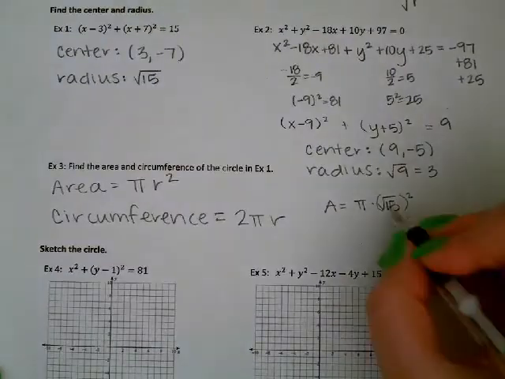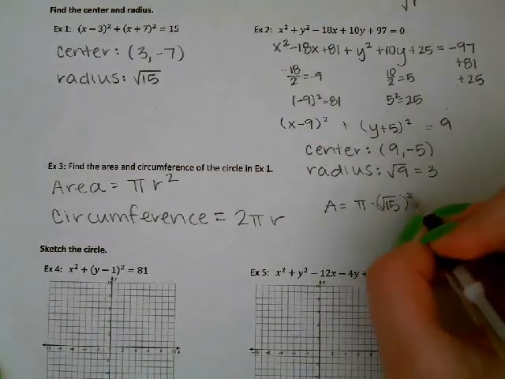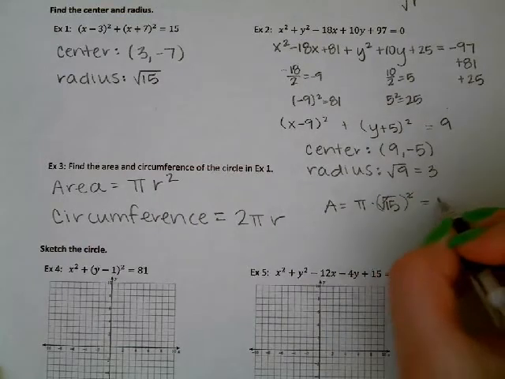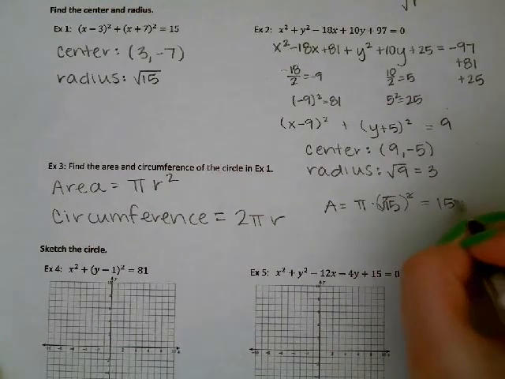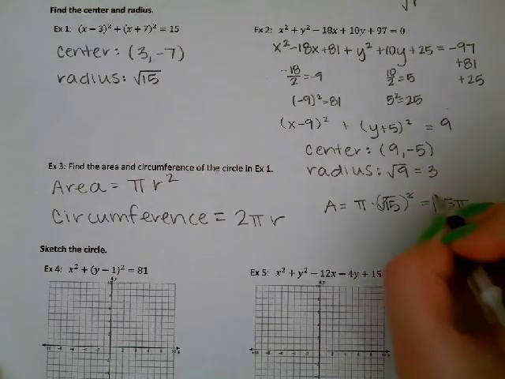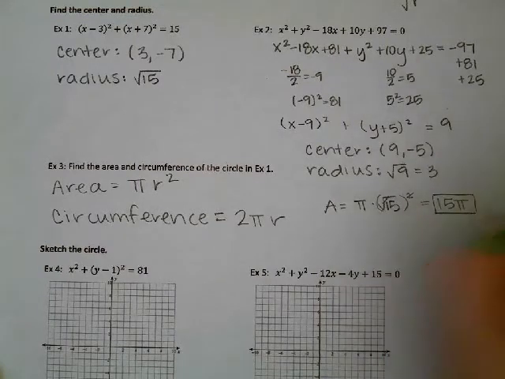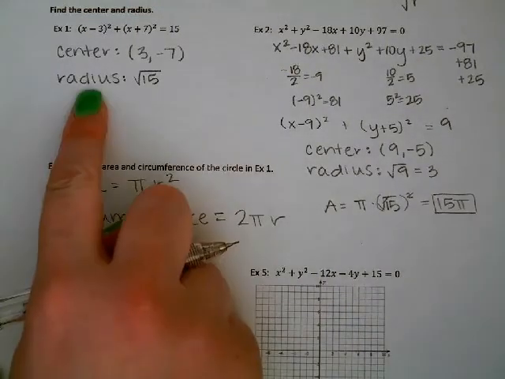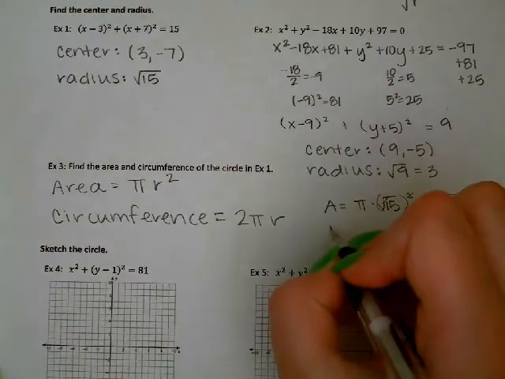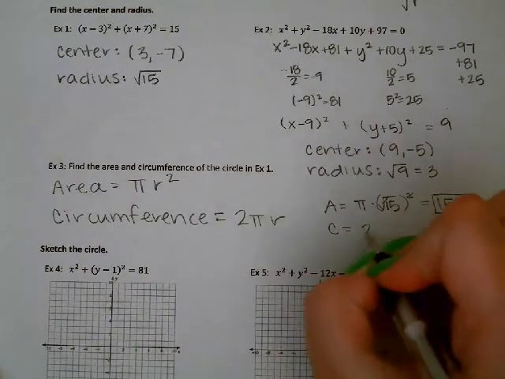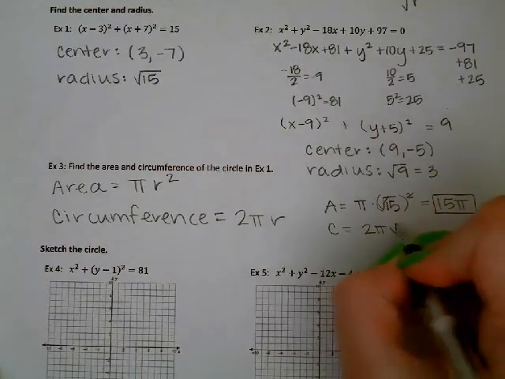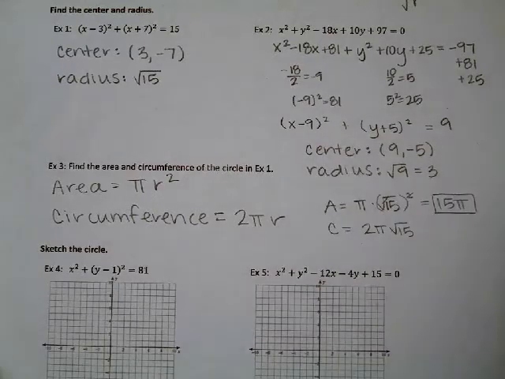Square root of 15 squared, the squared and the square root cancel out, so we just get 15 pi. So that is the area of the circle over here. And then the circumference is going to be 2 times pi times the square root of 15. And I guess we could just leave it like that, 2 pi root 15.